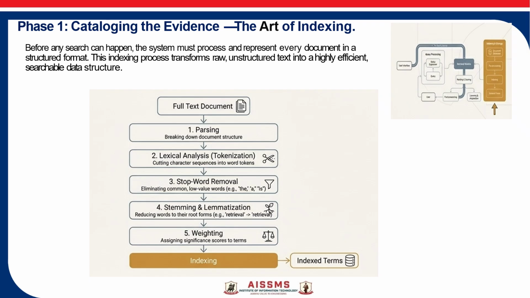Before a search even happens, the system must transform raw text into a searchable structure through indexing. This involves parsing the document structure, tokenizing text into word tokens, and removing common stop words like the or is. It also uses stemming and lemmatization to reduce words to their root forms like returning, retrieval into retrieve.